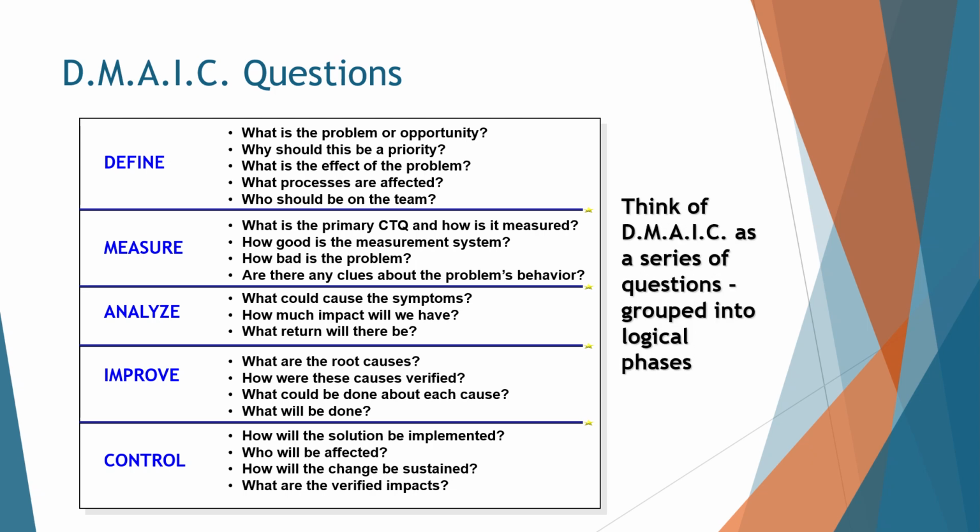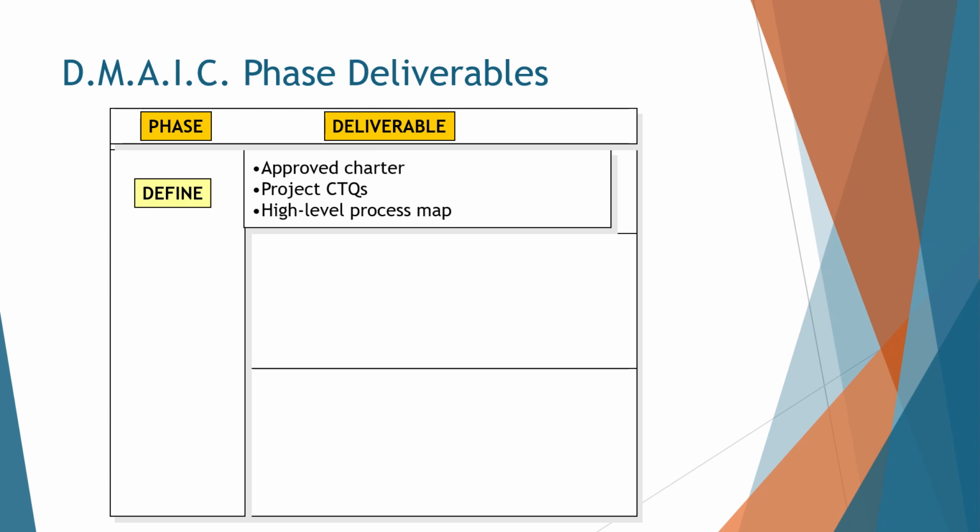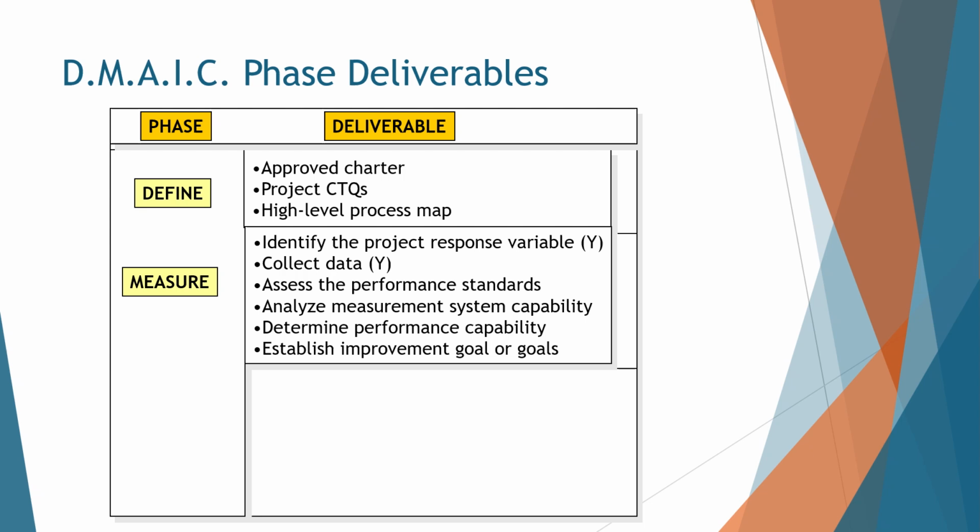Think of DMAIC as a series of questions grouped into logical phases. DMAIC phase deliverables. For the define, you're going to have an approved charter, which we're going to look at soon, the project critical to quality variables, and a high-level process map. Well, I'll show you how to create one very soon.